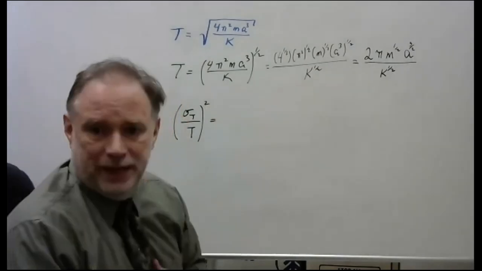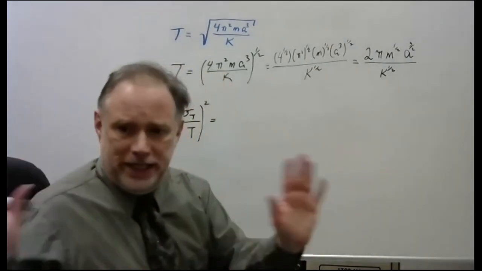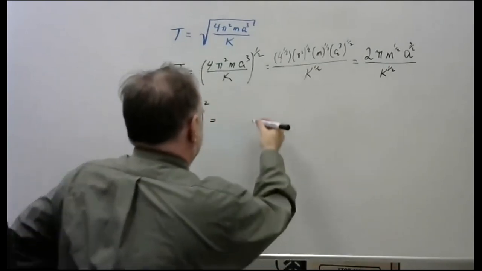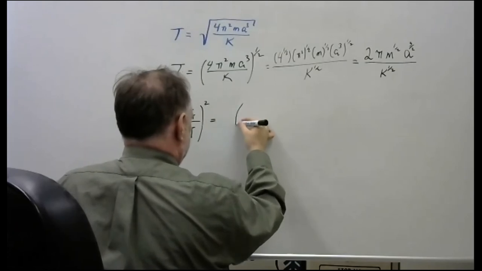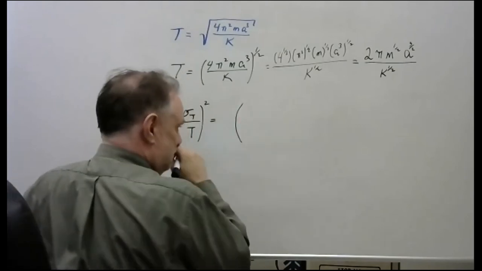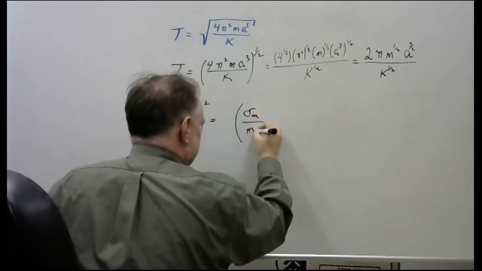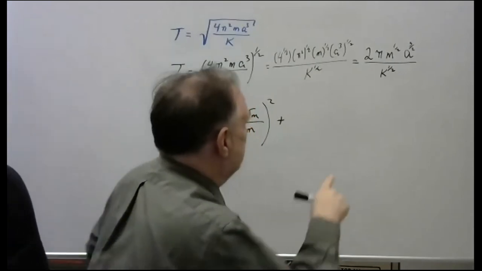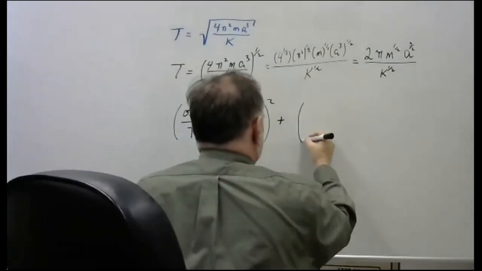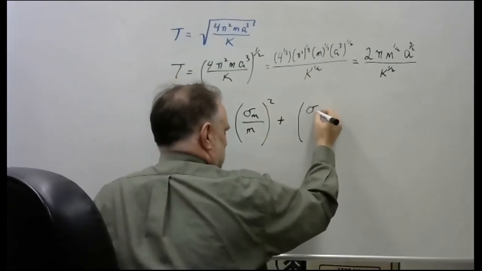We're going to do a product group. Let's look at the variable m. What term do I write down for m? Don't worry about the exponents yet. Sigma m over m. This is all you're doing. And then we're going to add another term for a. Sigma a over a squared.